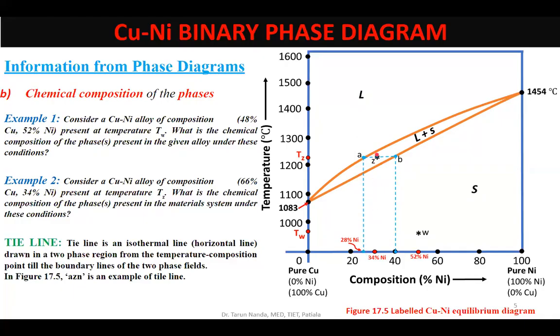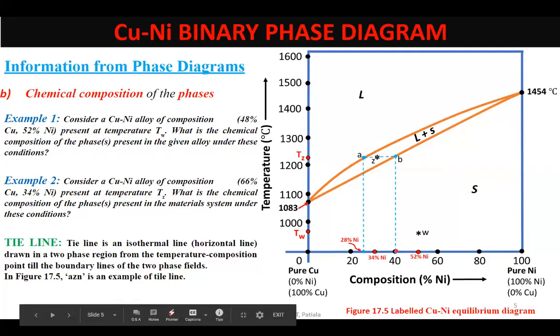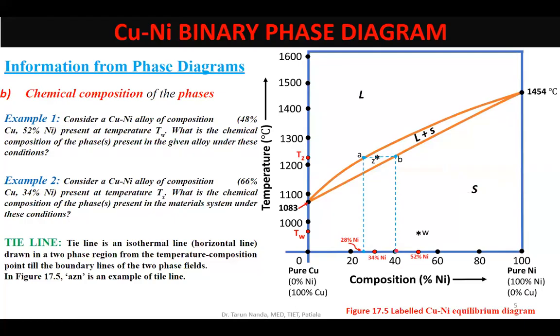And because this point B is lying towards the solid phase, this perpendicular dropped over here is cutting at 40% nickel. So the chemical composition of the second phase, the solid solution, or simply the solid phase, is 40% nickel and 60% copper. So students, it is like this that you find out the chemical composition of the existing phases.